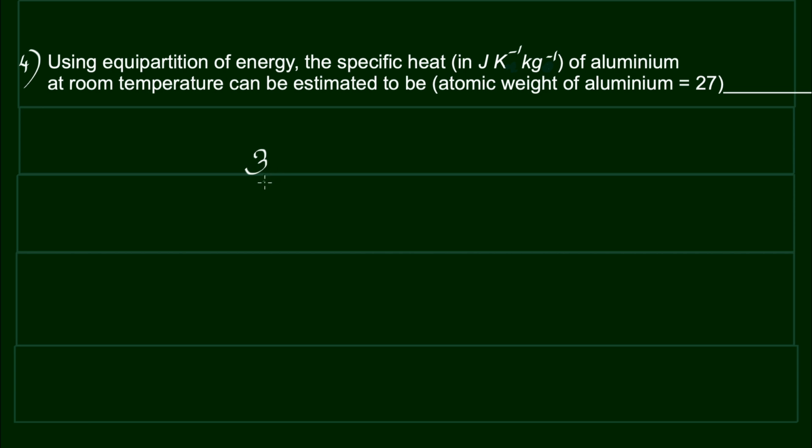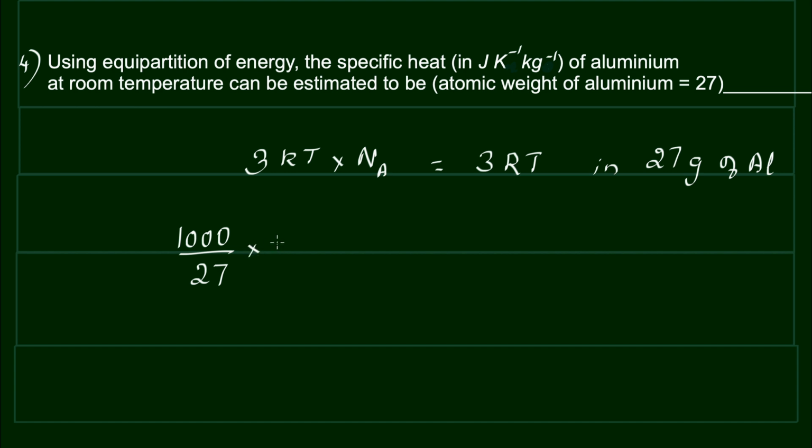And remember, per vibrational degree of freedom, we have to give not half kT but kT. So 3 kT is the amount of vibrational energy per atom, multiplied by Avogadro number will be per mole. So this amount of energy is equal to 3 RT. That's the amount of internal energy in 27 grams, that is 1 mole of aluminum. Now we want it per kilogram. So 1000 grams divided by 27 multiplied by 3 RT gives us the total internal energy per kilogram.